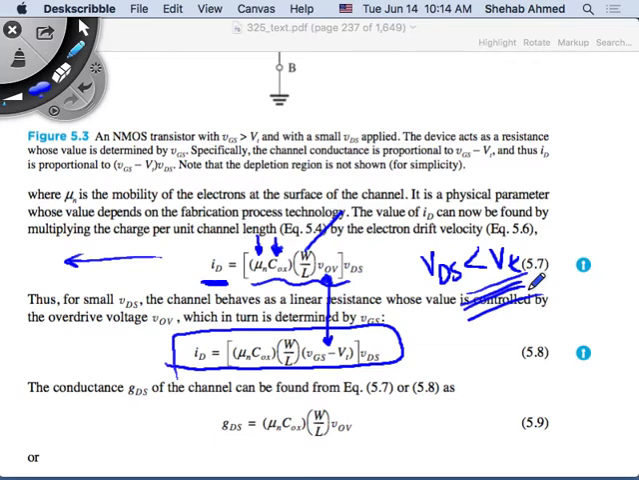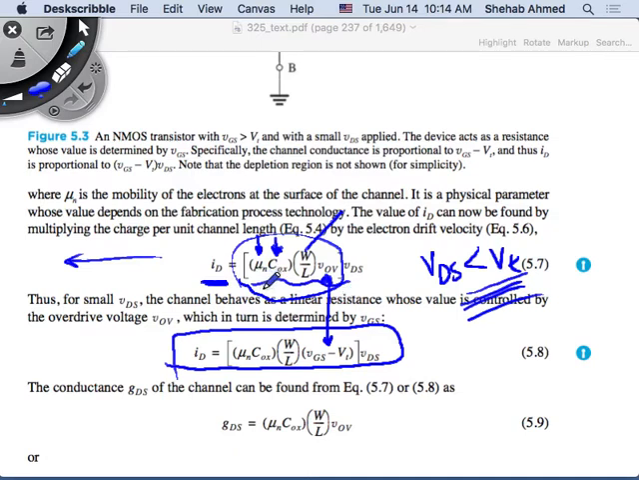VDS less than VT region, right? The relationship between ID and VD will be governed by some parameters: the width of the device, length of the channel, size of the capacitance, mobility of the holes, okay? And the overdrive voltage. So the value of the overdrive voltage will dictate the value of the term that is connecting ID and VD. So, right? Mu n C OX.